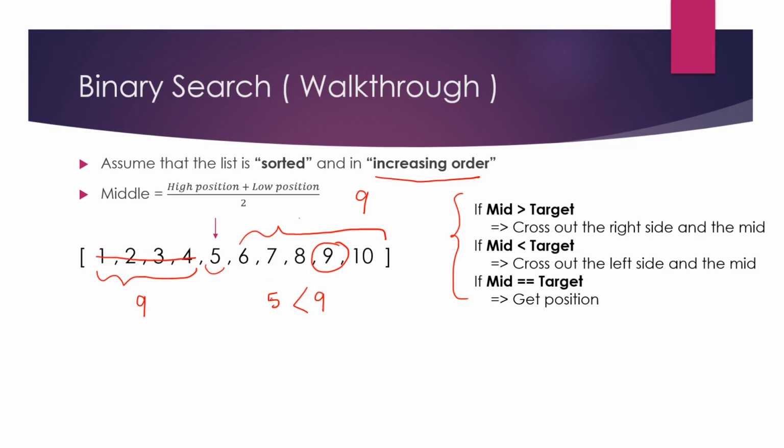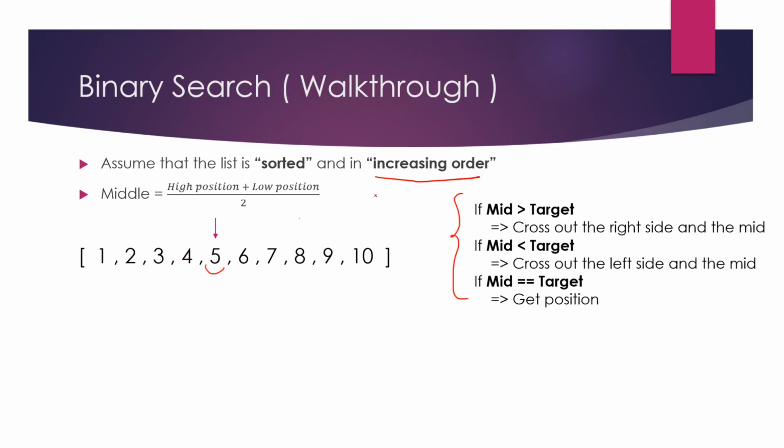And because we already proved that 5 is less than 9 right here, it's not equal to 9. Therefore, you also cross out number 5 as well, so you don't have to check it again. Therefore, if mid is less than target, you're going to cross out the left hand side and the middle number.